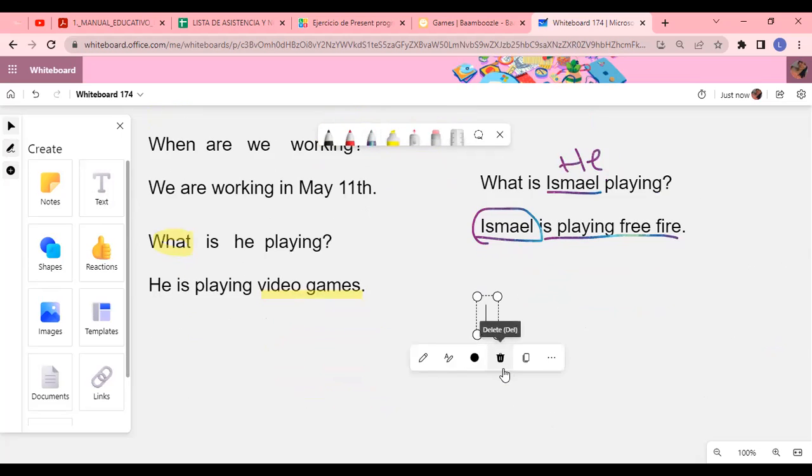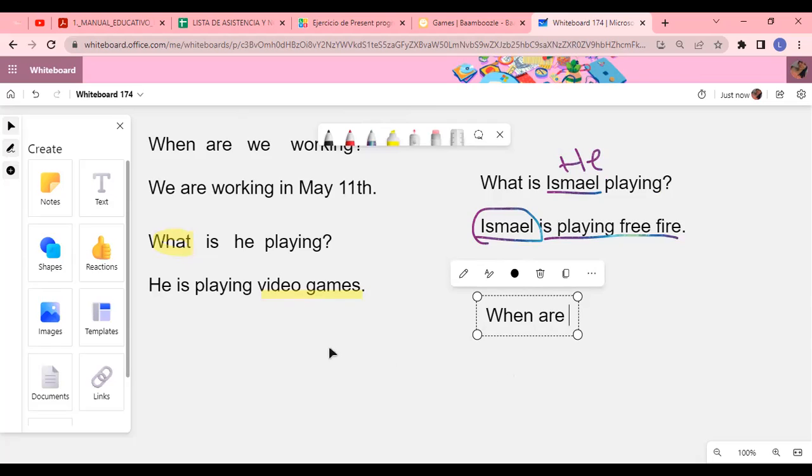Or maybe when are... Can you tell me one subject, please, with are? Un sujeto que podemos utilizar con el are? They. They. When are they? Can you tell me one verb with ing? Ahora un verbo con ing.